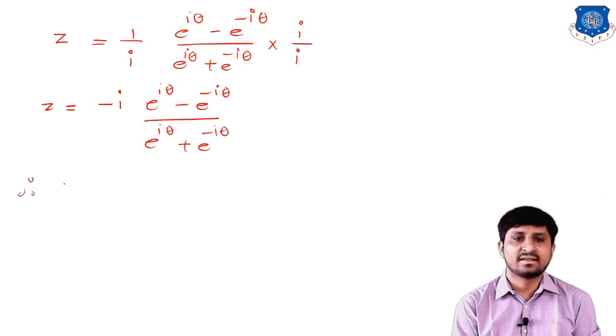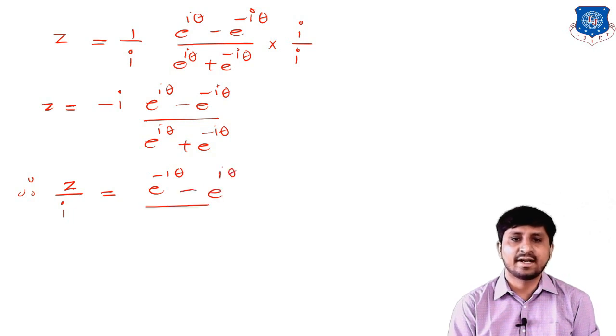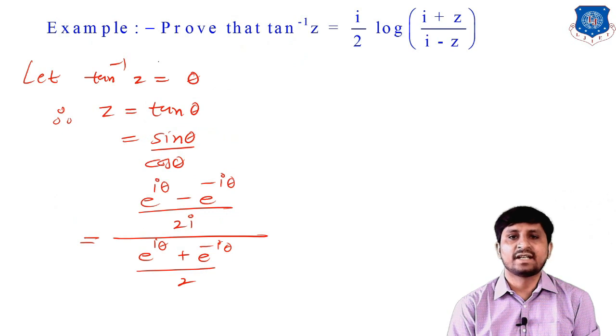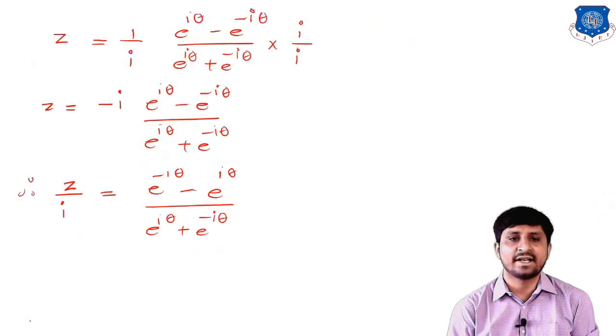Now we can write z upon i is equal to e raised to minus i theta minus e raised to i theta divided by e raised to i theta plus e raised to minus i theta. Now you can see that we want to prove that tan inverse z is equal to i by 2 log of (i plus z upon i minus z). So now we use componendo and dividendo.